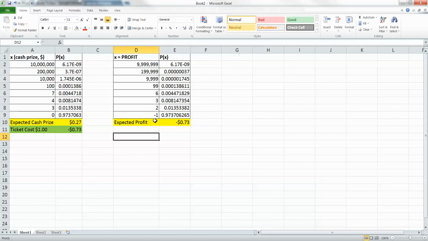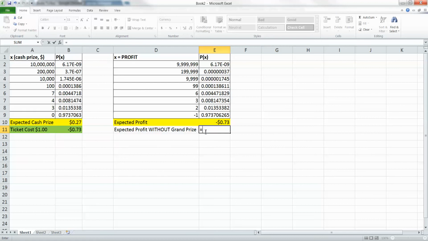So let me do something instead real quick. Let me find the expected profit without the grand prize, just for the heck of it. Let's see what the rest of this stuff adds up to. Okay, so I'm going to find equals the sum product of this part without that top row, like that. Okay, you with me?